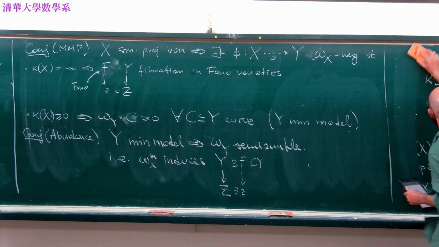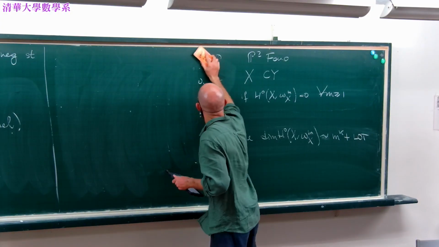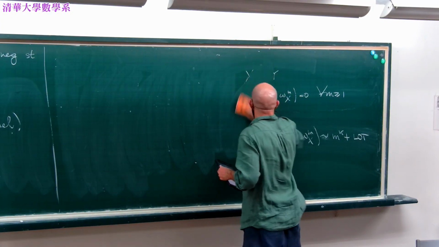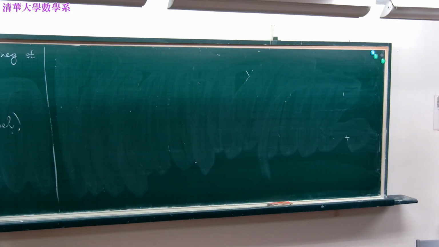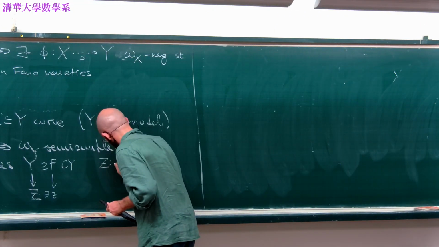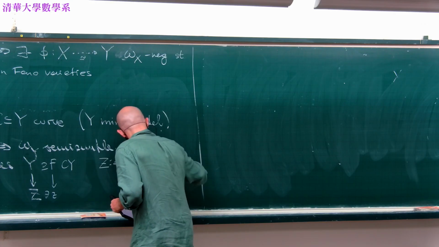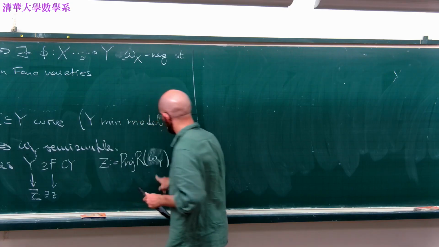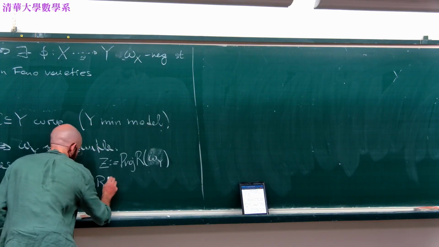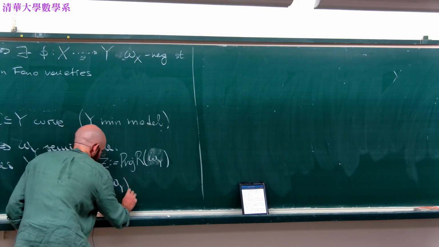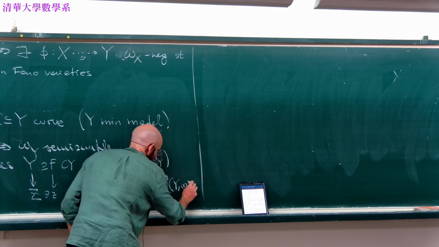Okay, and I should mention, there is an intrinsic description of this Z, and we will need this later, but this Z is nothing but the proj of the canonical ring of Y. So what is the canonical ring of Y? This is just the graded ring given by global sections of the canonical divisor.